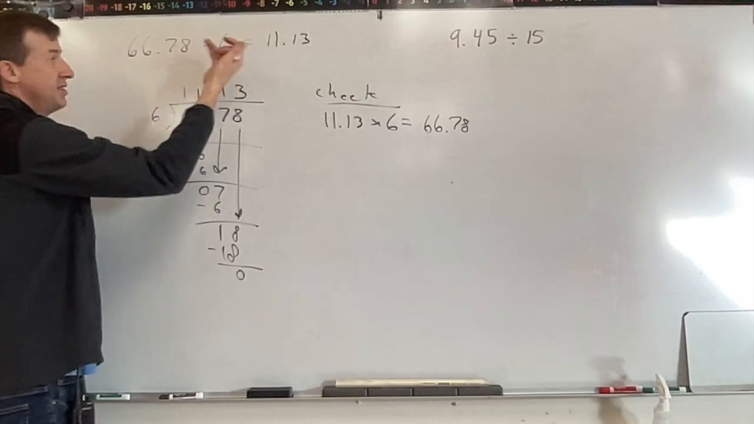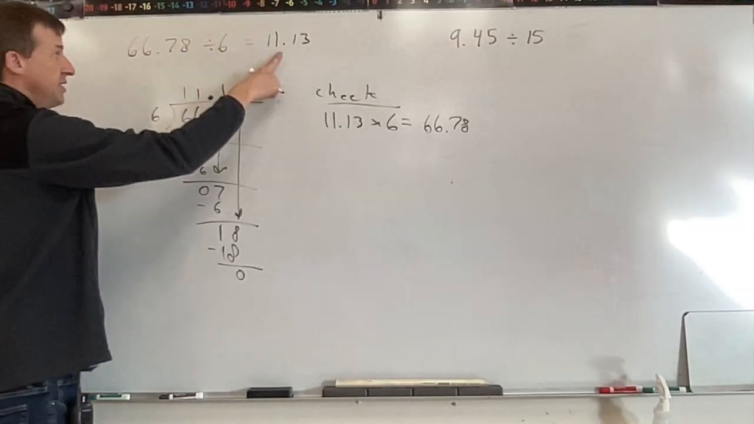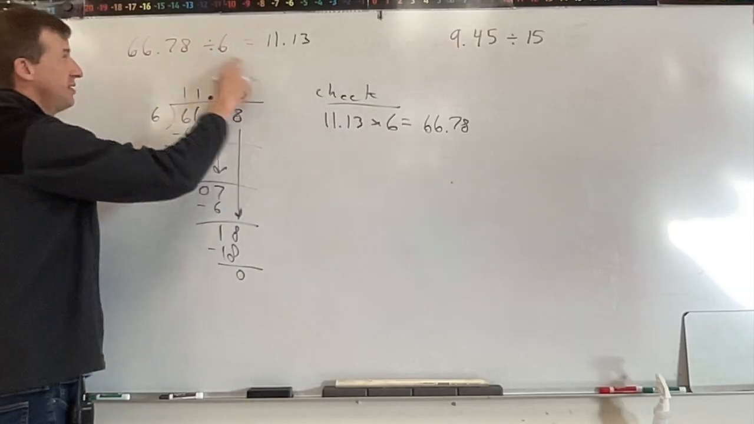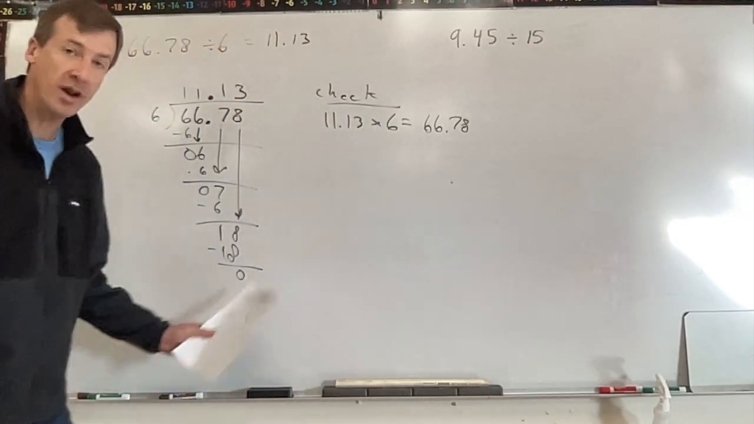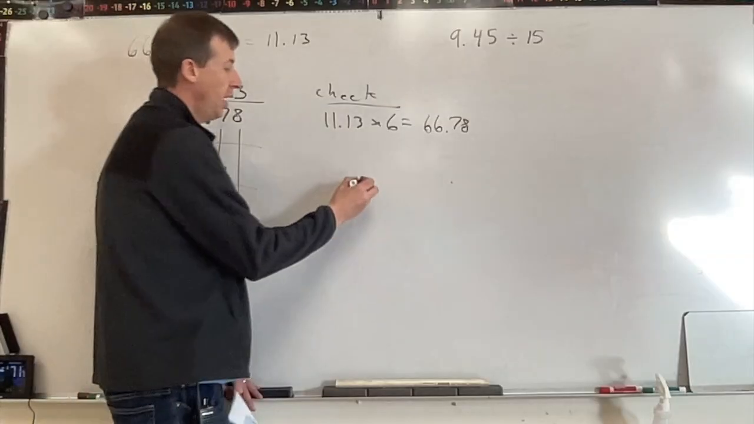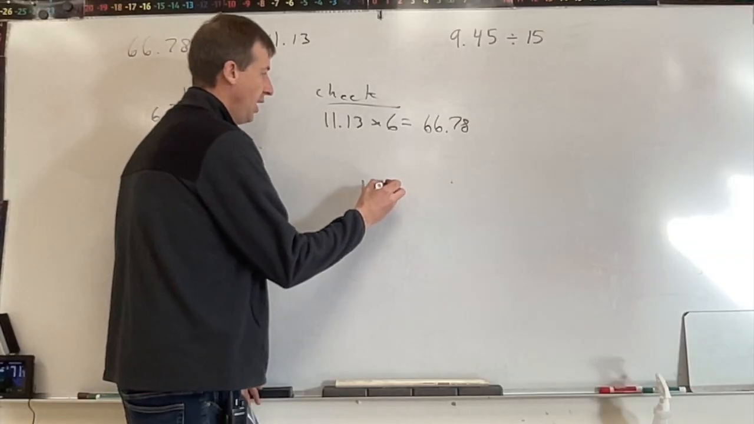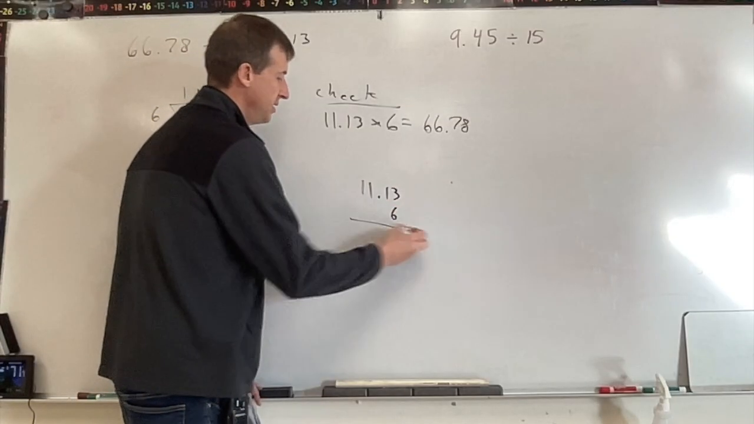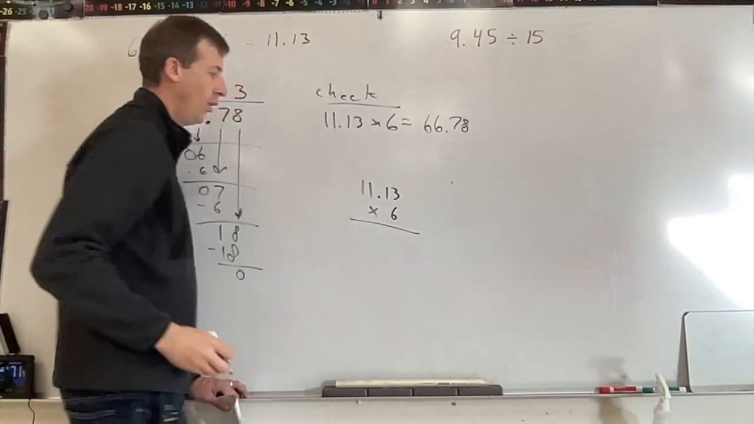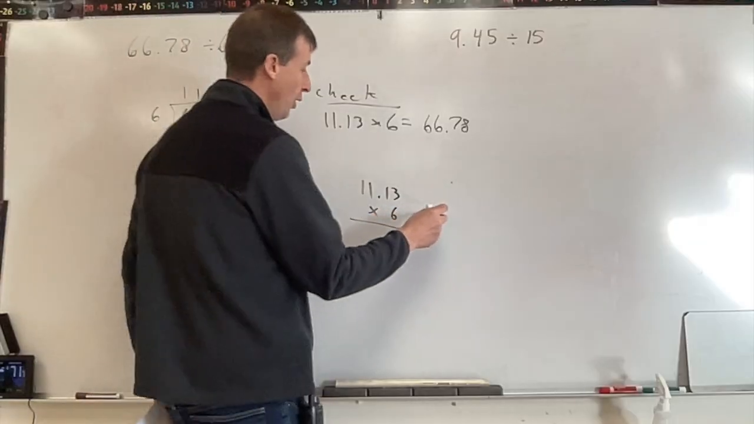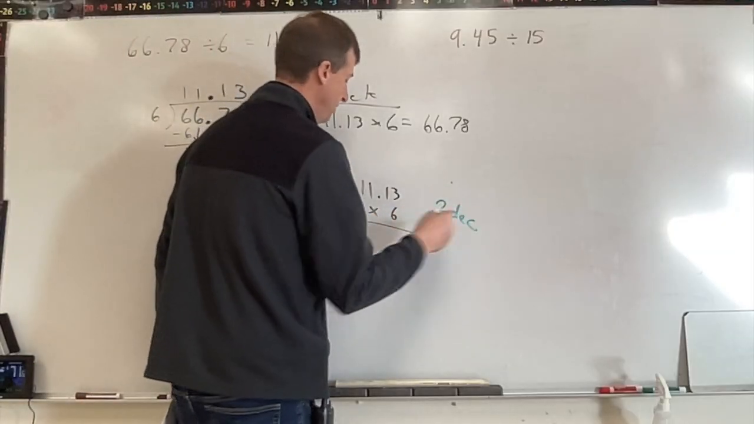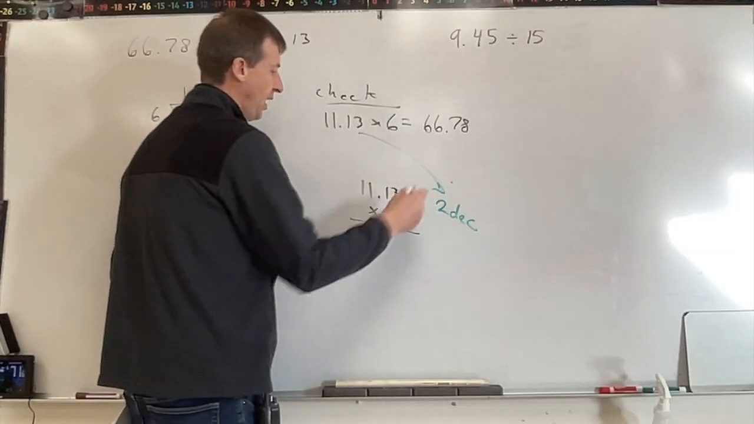So you should be able to reverse this operation. So instead of 11.13 going at the end, it goes first, the 6 goes at the middle still, and then the 66.78 goes at the end. Well, we know how to multiply because we did this in chapter 2, so we're multiplying decimals. 11.13 times 6, right? Well, how many decimals do we have in this one? I know it's been a while. We've got 2 decimals, right? So we've got 2 decimals in this problem.